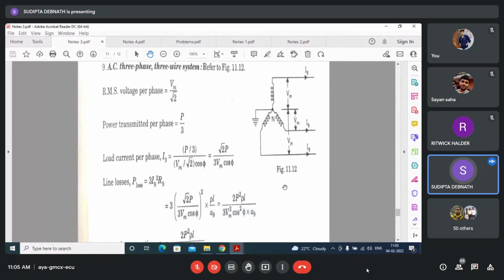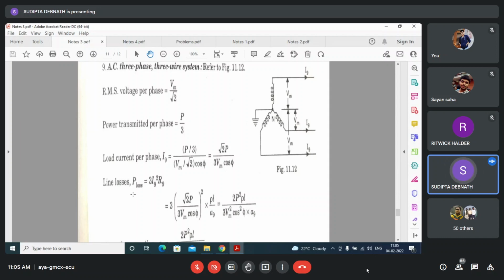You all have an idea of the three-phase system. So let us consider first three-phase three-wire. For transmission, three-phase three-wire is normally used because there is no need of providing the fourth wire. Now the per phase power is P by 3. What is the voltage per phase? It is Vm by root 2. So P by 3 equals Vm by root 2 I9 cos phi. Simple.